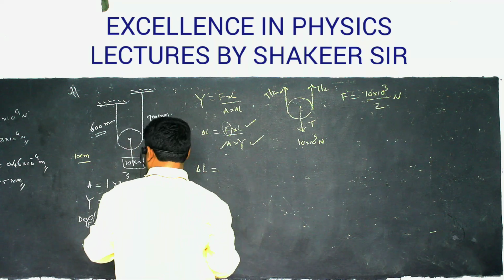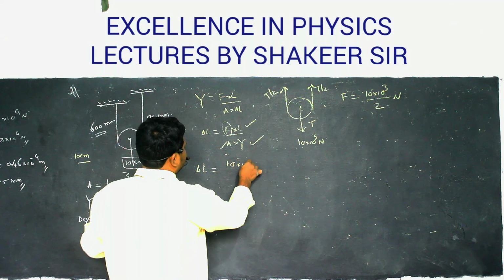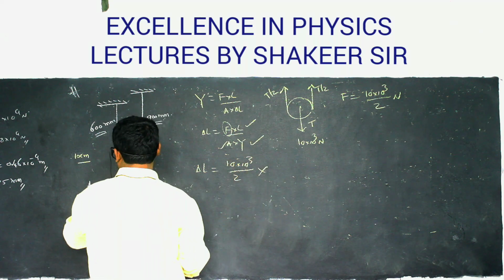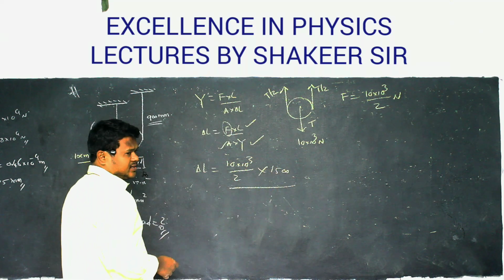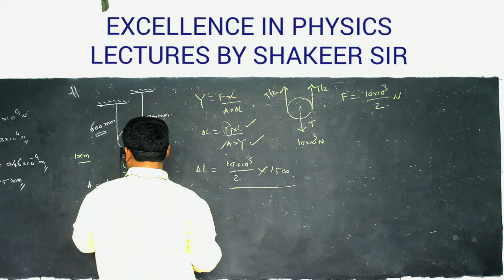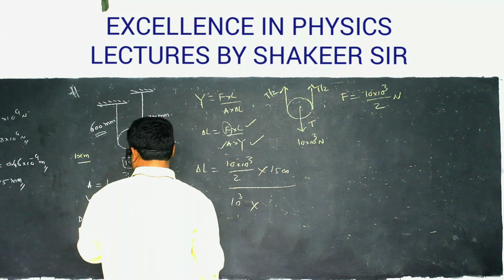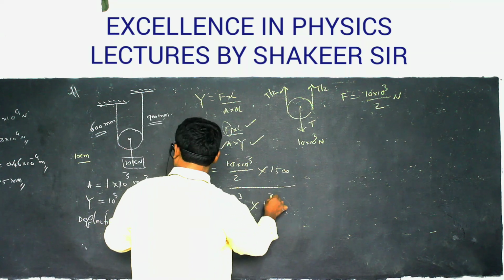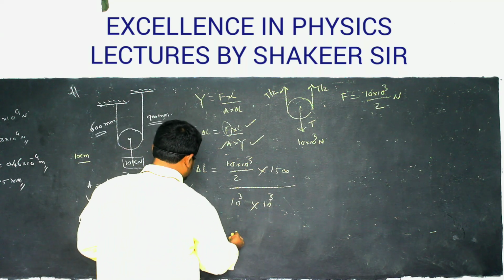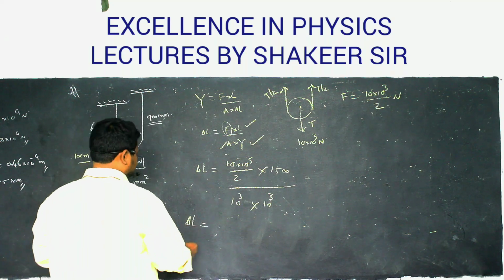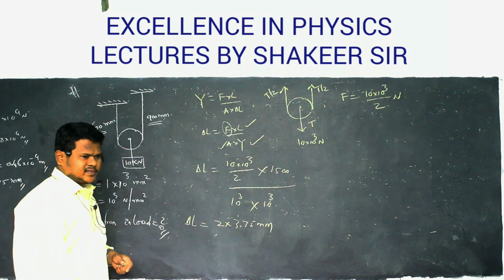So delta L is equals to 10 power 3 force. Force is how much? 10 into 10 power 3 divided by 2. Length of the wire? Length of the wire is 1500 millimeters. Answer we are calculating in millimeters only, because everything is given in millimeters, no? Area of cross section is how much? 10 power 3 millimeters square. And Young's modulus is also given in terms of millimeters. So 10 power 3 Newton per meters. So calculate this elongation, then I will get a particular elongation. How much elongation I will get? 2 into 3.75 mm. This is the elongation of the wire which I will get.